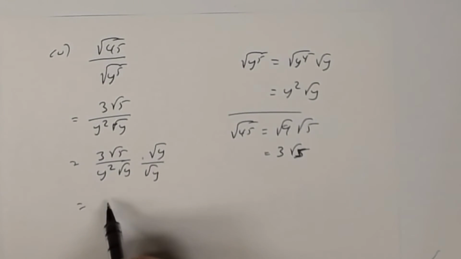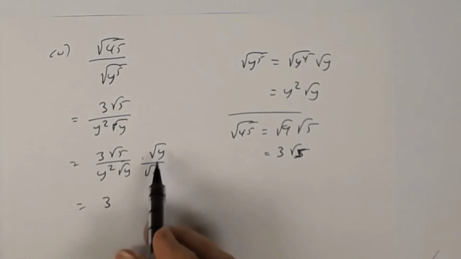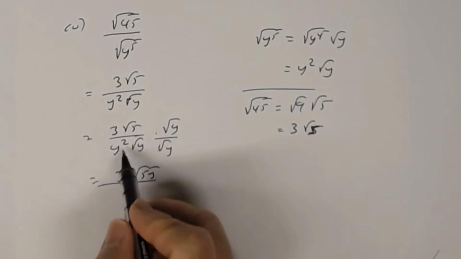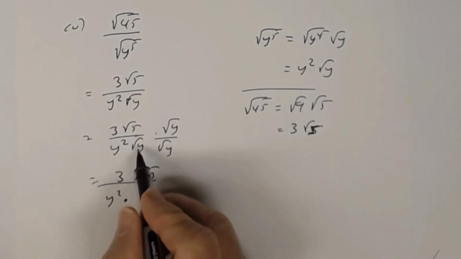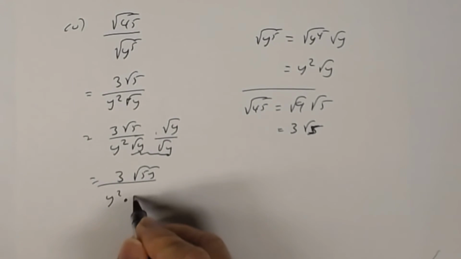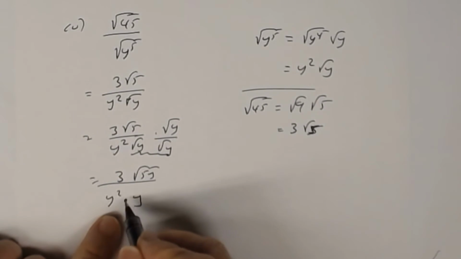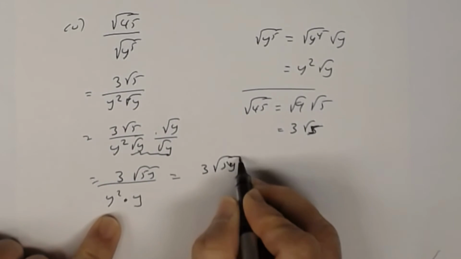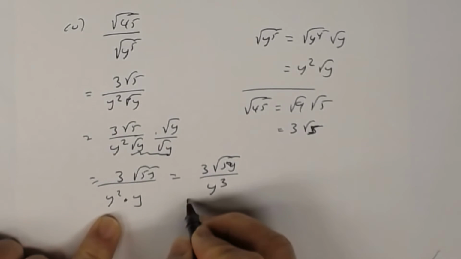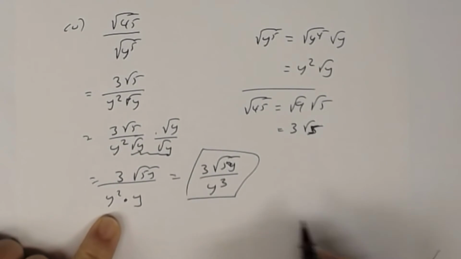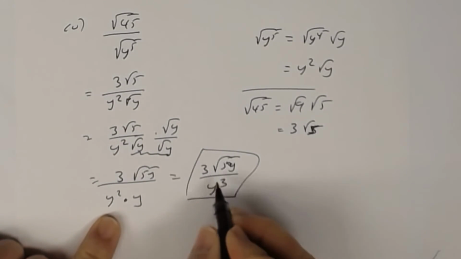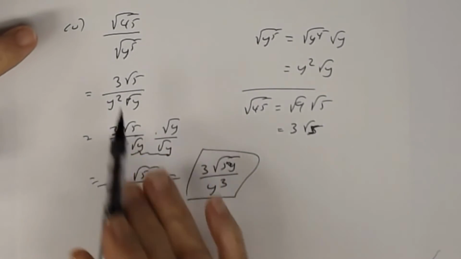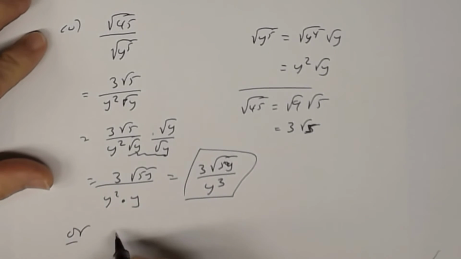So you get 3, and then the square root of 5 and the square root of y is the square root of 5y. And then be careful, you have that y squared here, times the square root of y times the square root of y, which is y. But you got to simplify this. Y squared times y is y cubed. So you get 3 square root of 5y divided by y cubed. And there's your answer. Okay? Notice that I no longer have a square root, a radical, in the denominator. Now, I want to come back and do number 10 again, but I want to show you something.